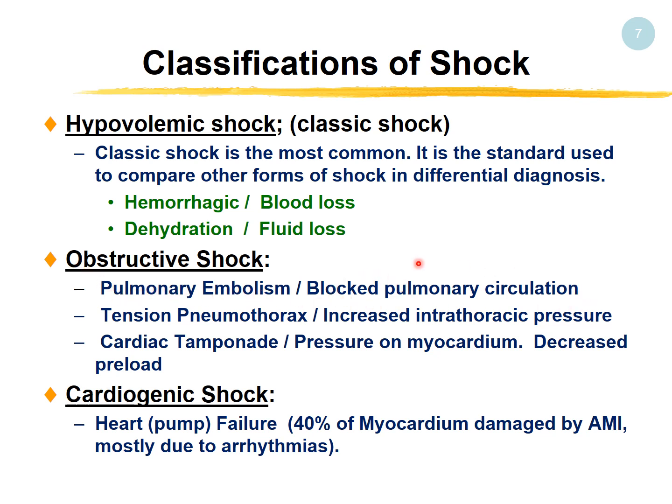When this happens, the stop in the pulmonary circulation usually involves a big artery being blocked. But for example, tension pneumothorax or increased intrathoracic pressure can alter the circulation in the lung. Or cardiac tamponade, where there is pressure on the myocardium that decreases the preload, for example. It can be cardiogenic shock when the pump function of the heart is failing. Usually 40% of the myocardial damage is due to acute myocardial infarction, but mostly due to arrhythmias, for example, ventricular fibrillation.